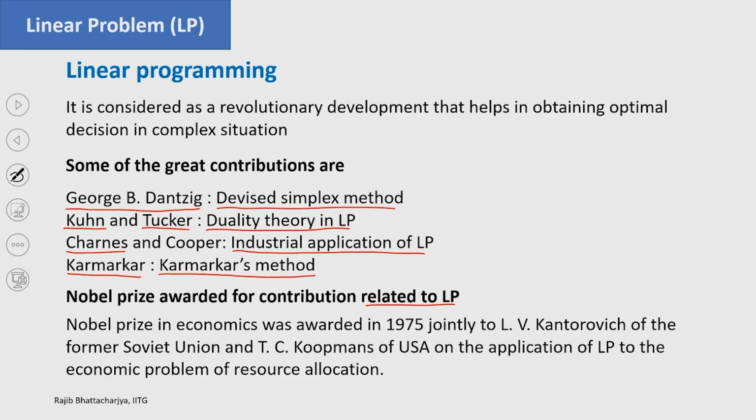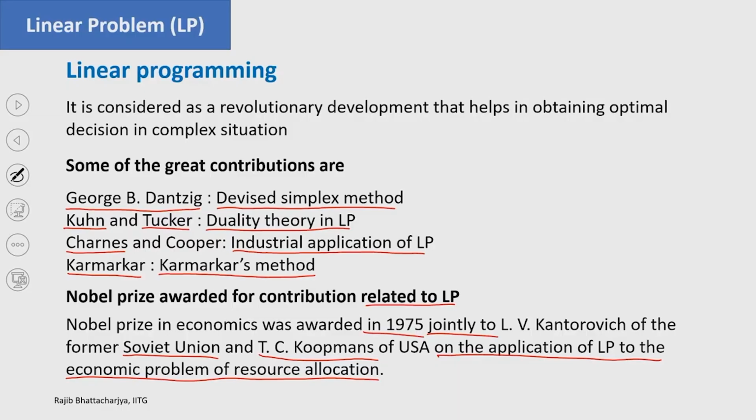The Nobel Prize in Economics was awarded in 1975 jointly to L.V. Kantorovich of the former Soviet Union and T.C. Koopmans of USA for the application of LP to economic problems of resource allocation. Okay. So, the Nobel Prize was awarded for their work, which was basically applied to resource allocation, and they got the Nobel Prize in 1975. So, this is some of the history related to linear programming.